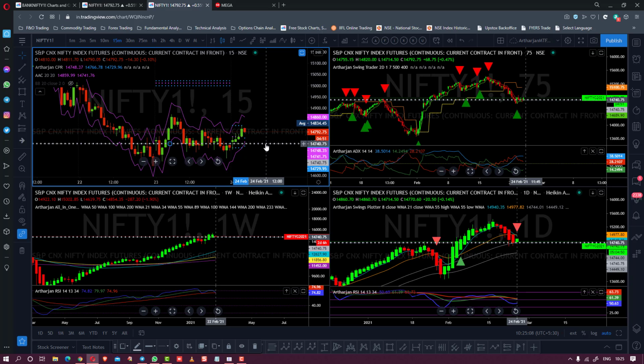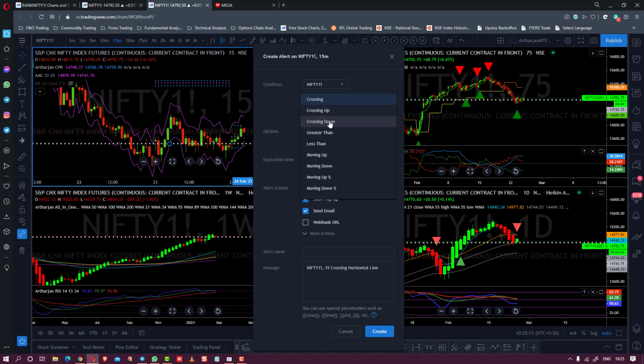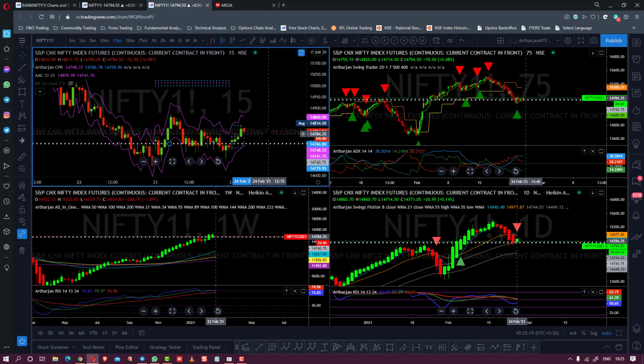Add an alert to this line saying that the price is crossing down this particular line. So whenever this cross under takes place on the 15-minute time frame, the alert will be generated and it will give you a signal to exit your trade.